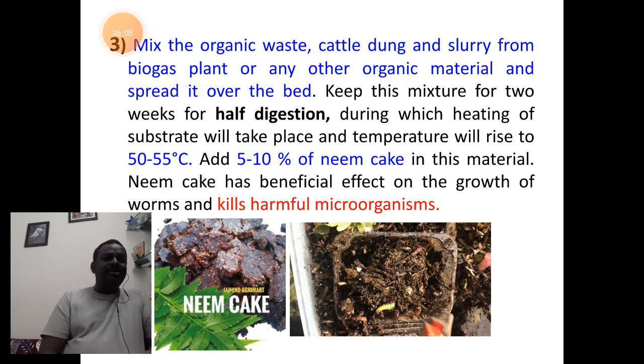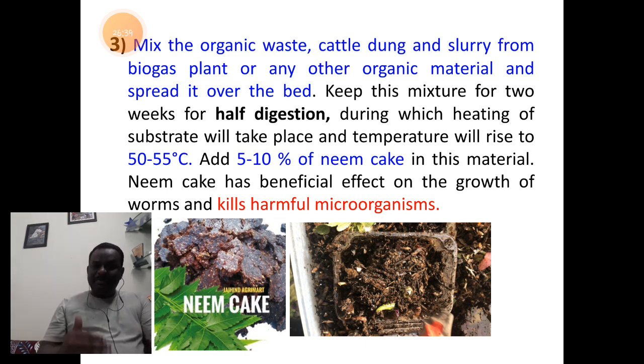Step 3 is spreading of a layer of organic waste, and also 5 to 10% of neem cake. In this step, a mixture of organic waste such as cow dung, slurry of biogas, etc. is spread over the wormy bed, and this mixture is left like that for about 2 weeks for half the digestion process to occur due to the heat produced in the substrates. So when you mix all these contents of organic waste along with the slurry and cow dung, husk of paddy, etc., leave it like that for about 2 weeks.